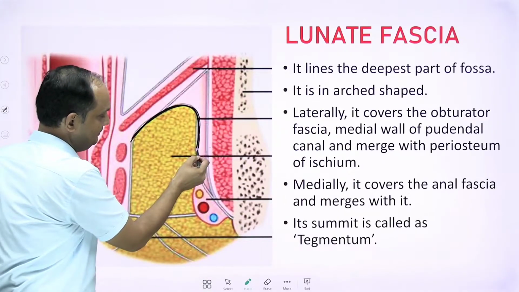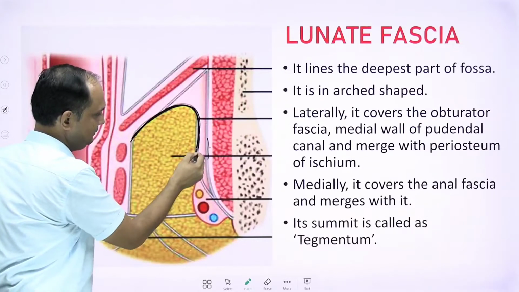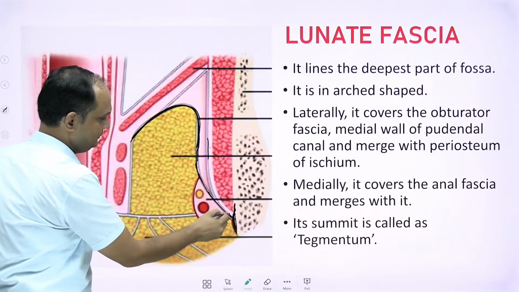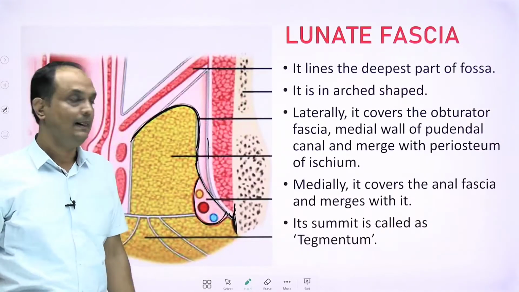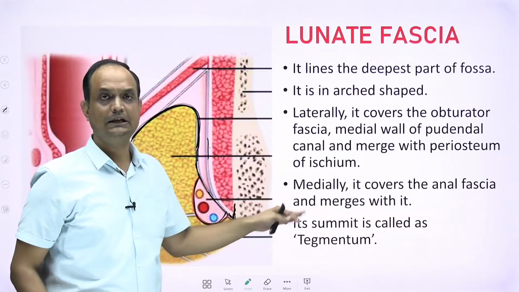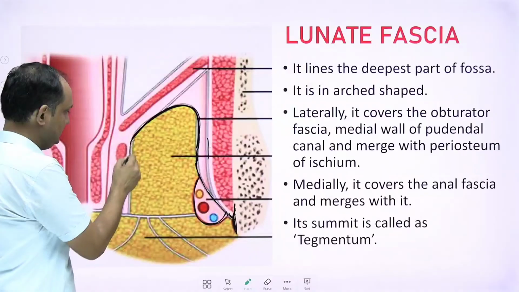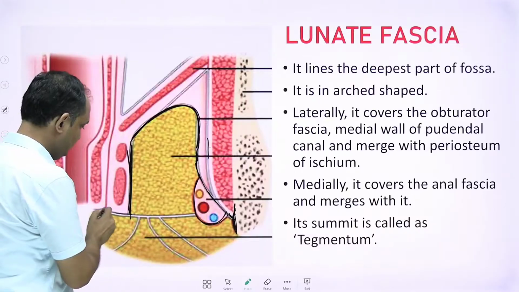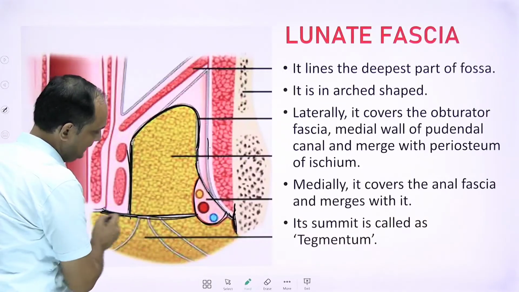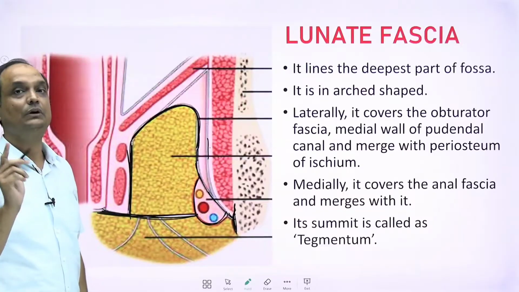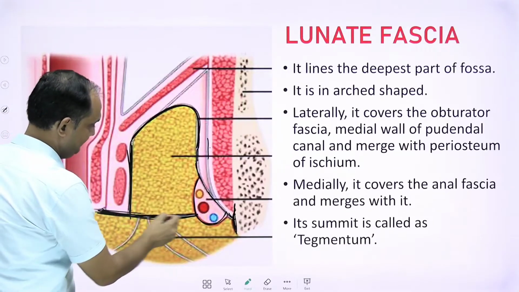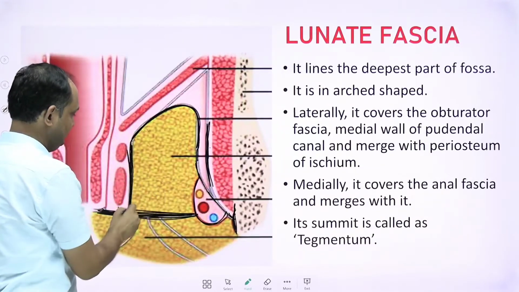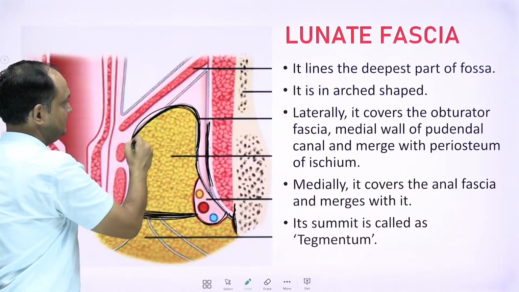So, it covers the medial side of the obturator fascia, and it ultimately merges with the periosteum, and also merges with the fascia around the pudendal canal. But when you look medially, the fascia goes and merges with the fascia around the anal canal, and it merges in this area where you have the orientation of the perianal fascia. So ultimately you have the perianal fascia here, then the obturator fascia here, then the anal fascia here, and the lunate fascia here.